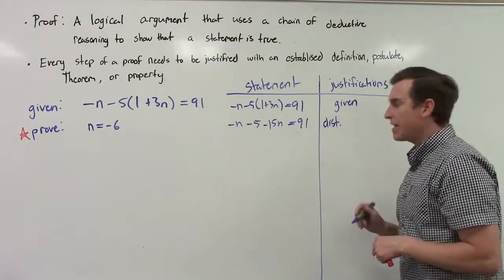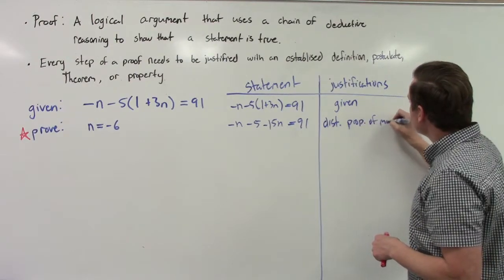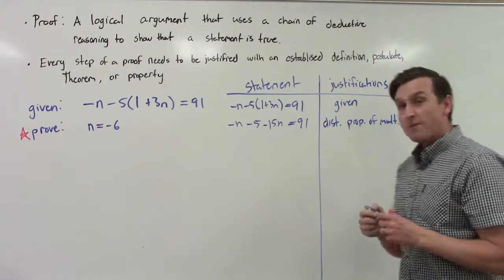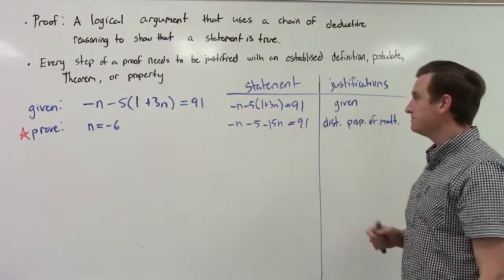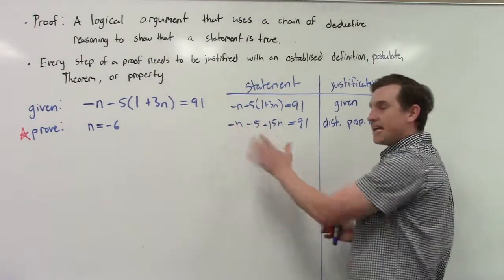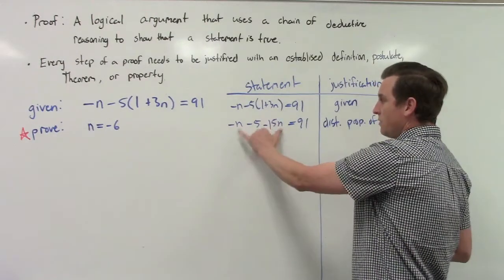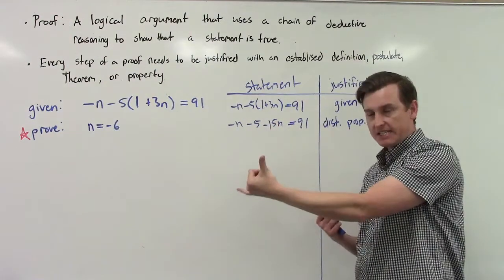We'll use a little bit of shorthand here. Property of multiplication. Okay, remember that's a property of multiplication, not a property of equality, but here we go. Now the next thing we might want to do is to combine like terms, right? So we want to combine these like terms. So you could say that this is going to be -16n.